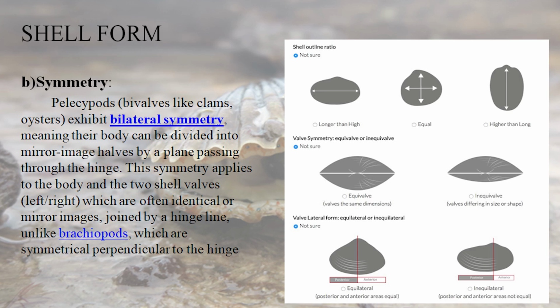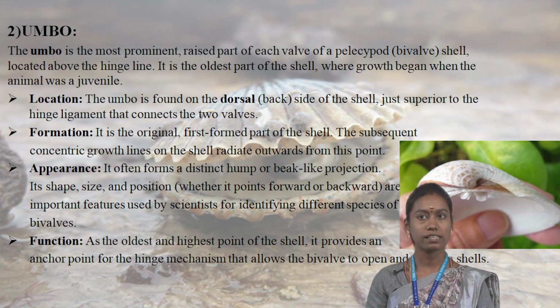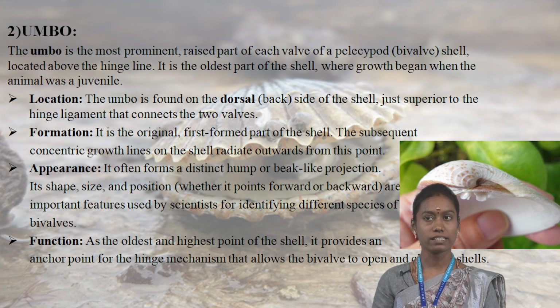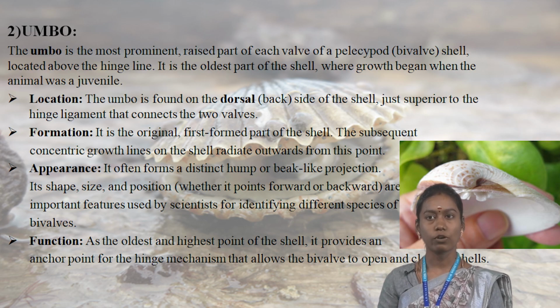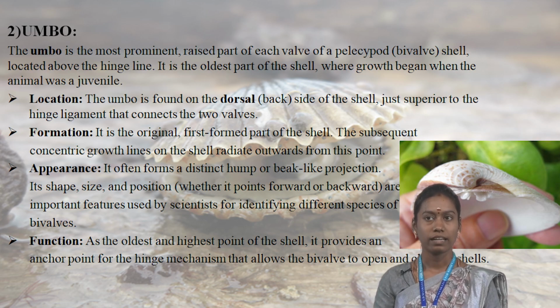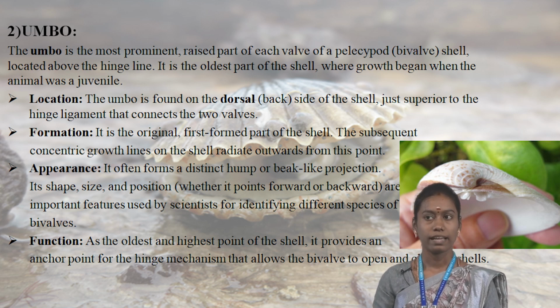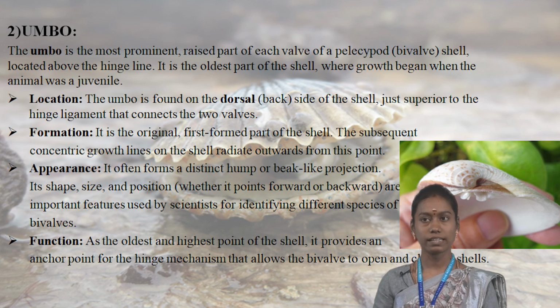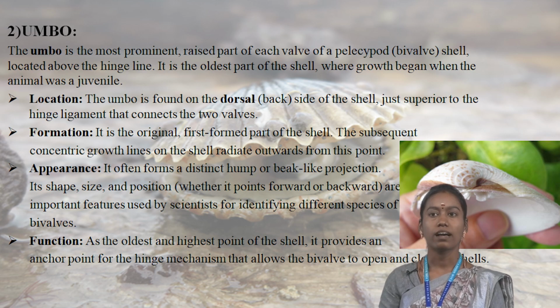It is a symmetry. Then we can see umbo. Umbo is the most prominent and raised part of each wall of a pelecypod shell. It is located above the hinge line. It is the oldest part of the shell where growth began when the animal was a juvenile. The umbo is a hump-like structure present just above the shell. Location means where it is present.